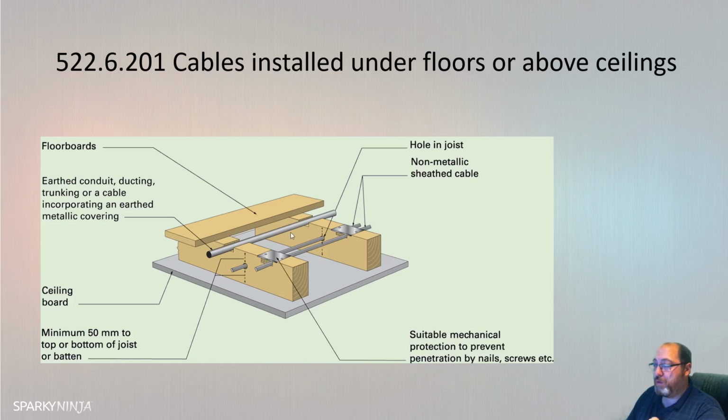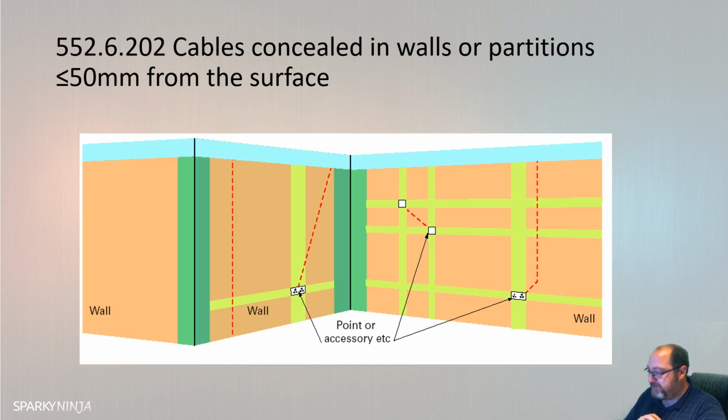Cable installed in a wall or a partition at a depth of less than 50mm from the surface of the wall or the partition. So it's in the wall and it's less than 50mm from one of the sides. Shall be installed in a zone within 150mm from the top of the wall or within 150mm of an angle formed by two adjoining walls. Where the cable is connected to a point, accessory or switchgear on any surface of the wall or partition, the cable may be installed in a zone either horizontally or vertically to the point, accessory or switchgear. Like that.